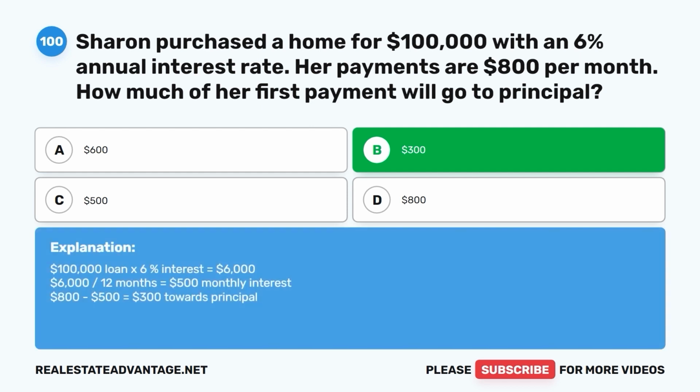$300. $100,000 loan times 6% interest equals $6,000. $6,000 divided by 12 months equals $500 monthly interest. $800 minus $500 equals $300 towards principal.